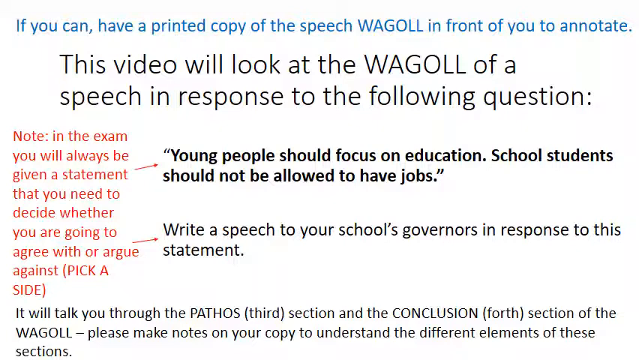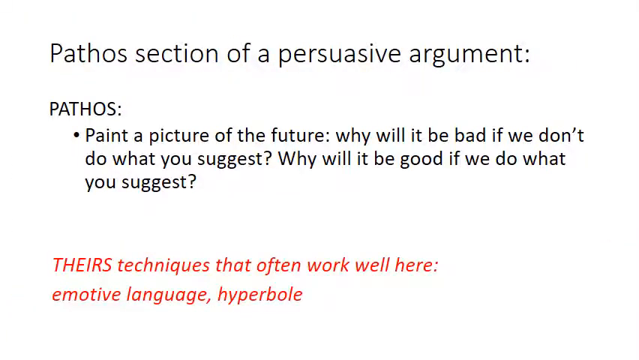So as I said, pathos and then conclusion. The pathos section of a persuasive argument paints a picture of the future. So in this section, you're going to explain why it will be bad in the future if we don't do what you're suggesting. So if we ban jobs, for instance, for students, why would that be bad? And then in the second part of this section, you might choose to go on to say, but what are the benefits? What would be good about doing what you are suggesting? So you're painting two alternative futures, if you like.